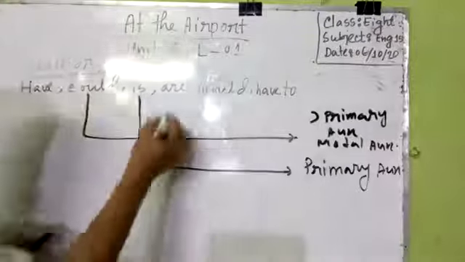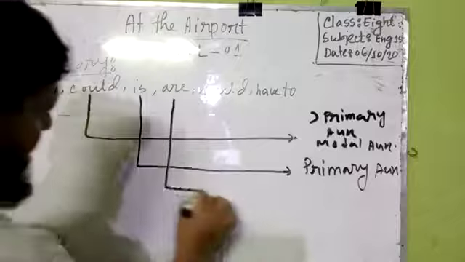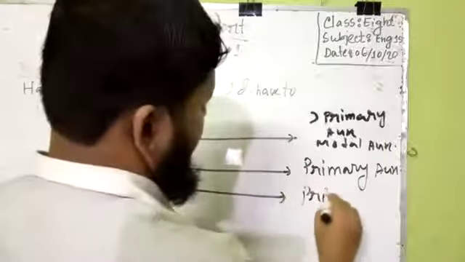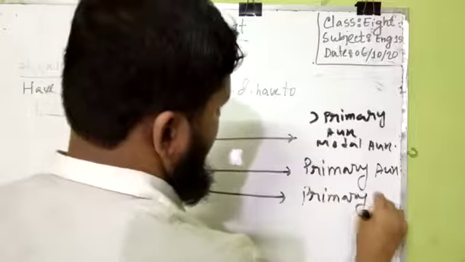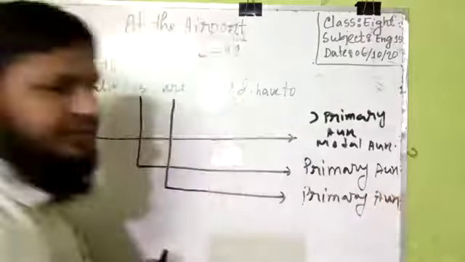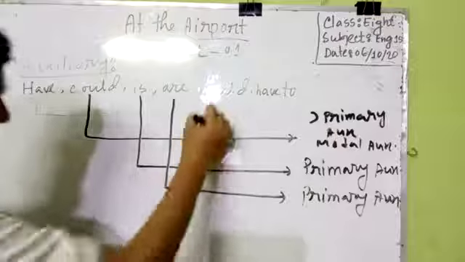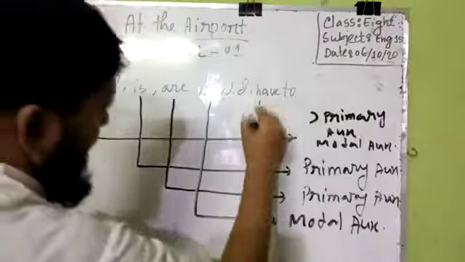Then you can see are, it is also primary auxiliary. And you can see would, modal auxiliary. Finally, you can see in the board that have to is also modal auxiliary.